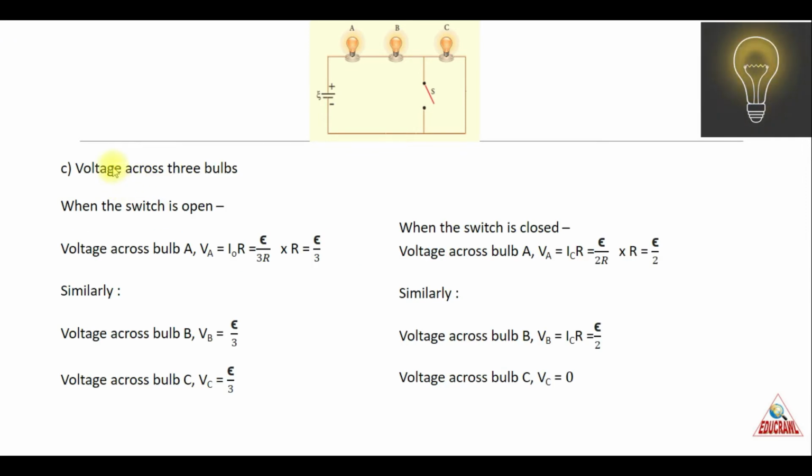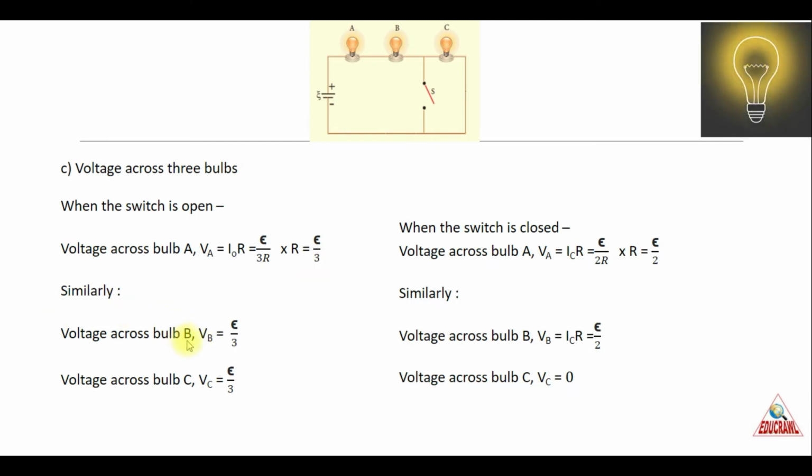Next, we will find the voltage across the three bulbs. First, when the switch is open, the voltage is given by Ohm's law: VA is equal to I into R. Here I0 is the current when the switch is open, which we have already found as epsilon by 3R, and the resistance is R, so R and R get cancelled. So when the switch is open, the voltage is epsilon by 3.